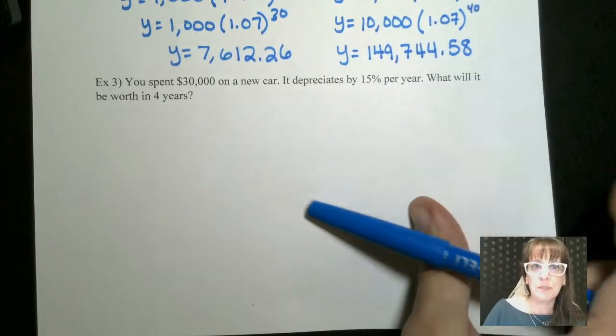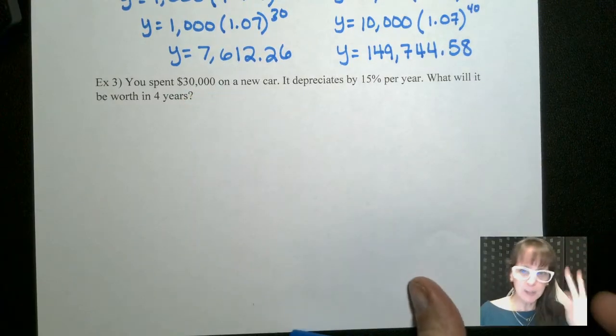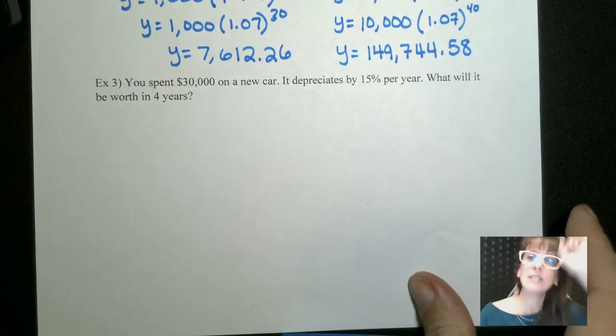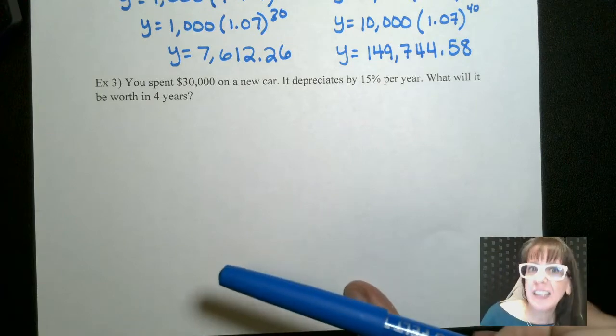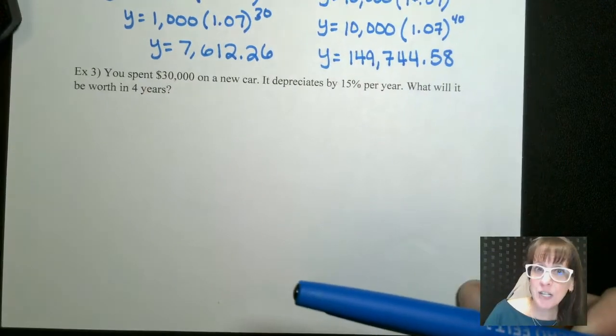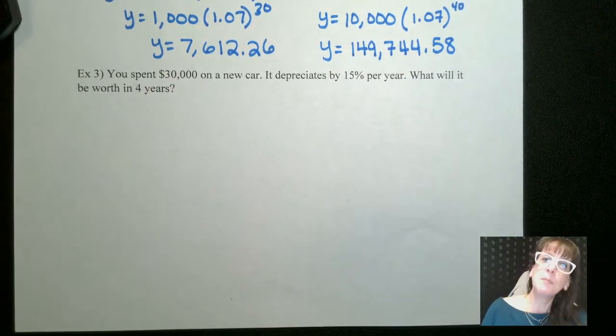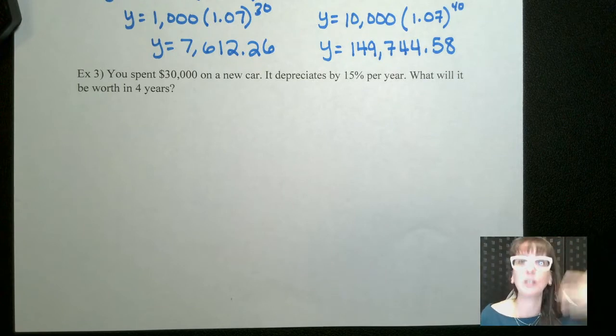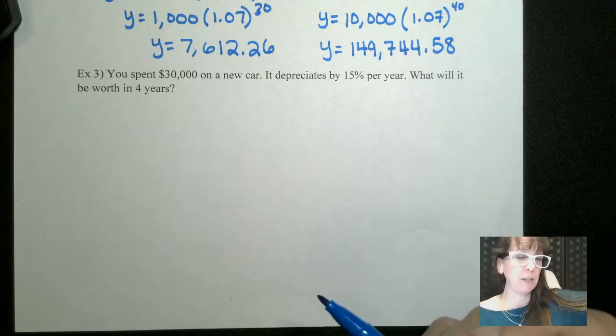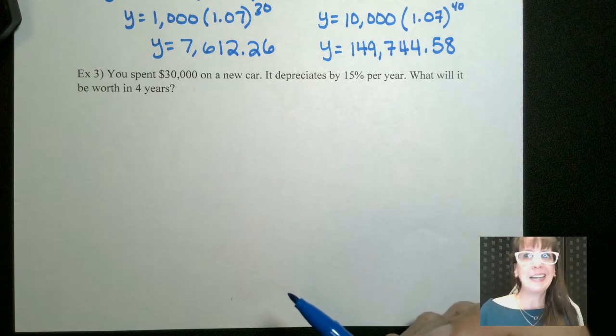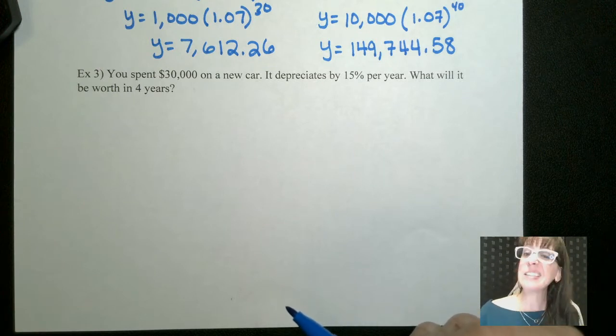Let's take a look at this next one. You spent $30,000. If I have not lectured you enough about money right now, we are going to talk about cars. You spend $30,000 on a new car and it depreciates by 15% per year. Depreciate means it goes down in value. Appreciate means it goes up in value. When something depreciates, it's not an asset. That thing is a liability.